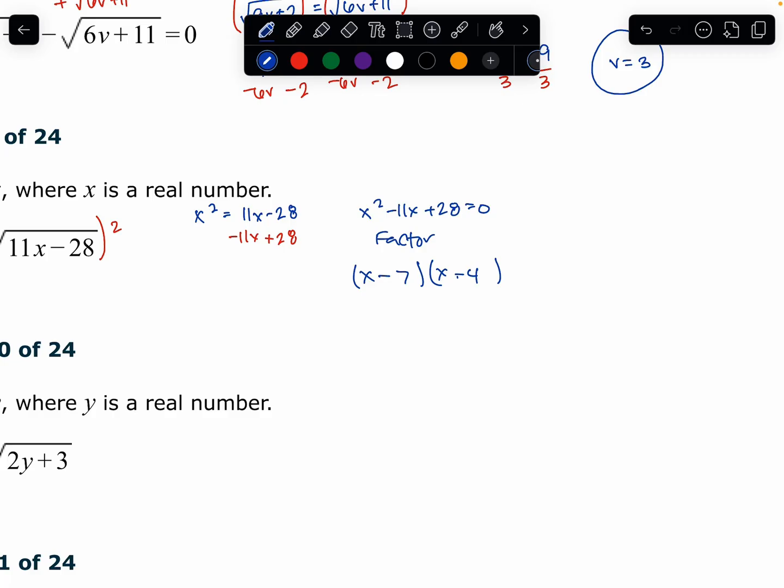And that's equal to 0, so we can use the zero product property. And then that means that this will be equal to 0 when x is equal to 7 and x is equal to 4. So we're going to have two solutions for this one right here.